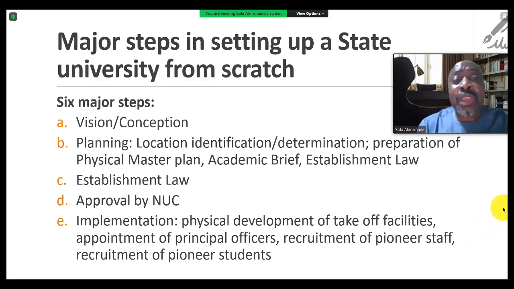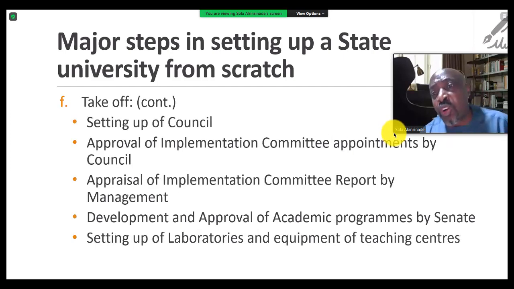Number 2 is planning. That is identification of the location, the determination of the location of the university, preparation of the fiscal master plan, academic brief, and establishment law. Number 3 is the development of the establishment law, then approval by the NUC, then implementation itself, and finally, takeoff. Implementation, I've identified it as including fiscal development of takeoff facilities, appointment of principal officers, recruitment of personnel staff, recruitment of personnel students, and then takeoff.